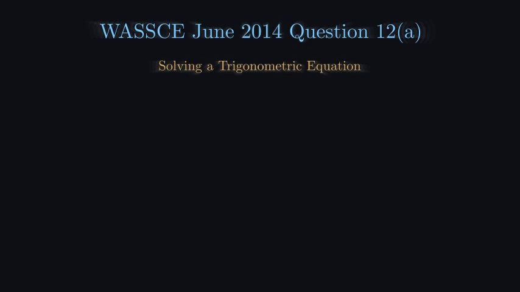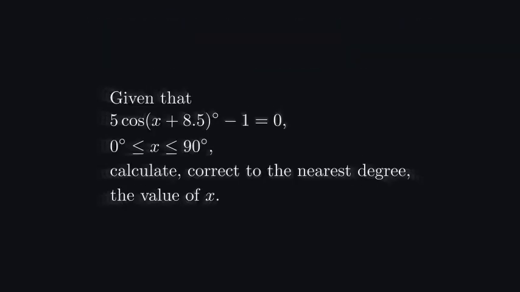Today, we are solving WASSCE June 2014 question 12. A. We are given a cosine equation, and we need to find x correct to the nearest degree. The question says, given that 5 cos of (x + 8.5°) minus 1 equals 0, where x is between 0 degrees and 90 degrees, calculate x correct to the nearest degree.